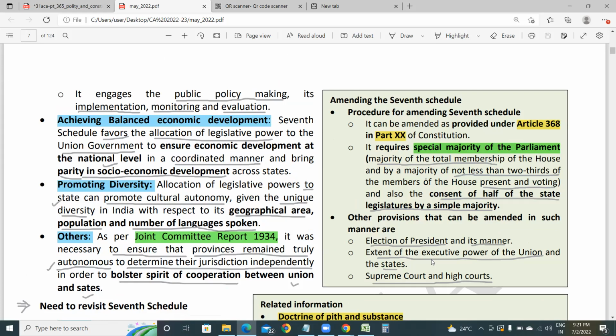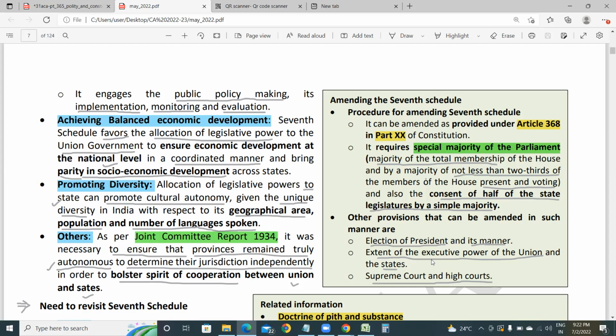Let's see the procedure for amending seventh schedule. It can be amended as provided under Article 368, which comes under Part 20 of the Constitution. It requires special majority of the parliament. Special majority is the majority of total membership of the house plus the majority of not less than 2/3 of the members of house present and voting. Also, the consent of half of the state legislatures by simple majority. What is needed is the special majority of the parliament and the state ratification.